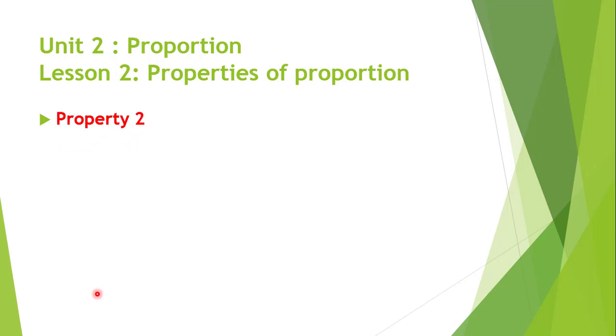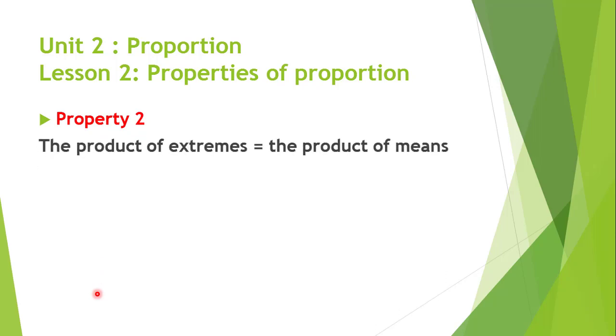Let's move to the second property. The product of extremes is the same as the product of means. So if you want to be sure whether we have proportional numbers or not, just multiply the extremes and multiply the means. If the results are equal, we have proportional numbers.